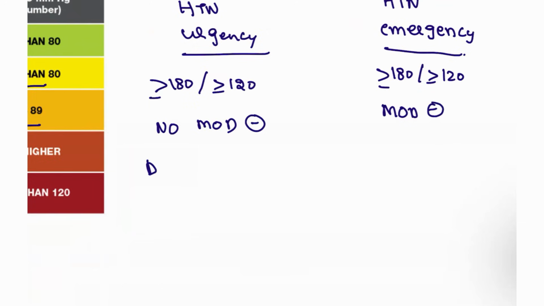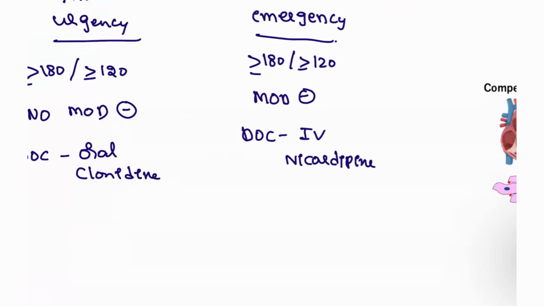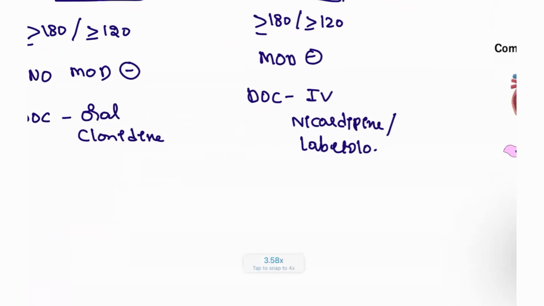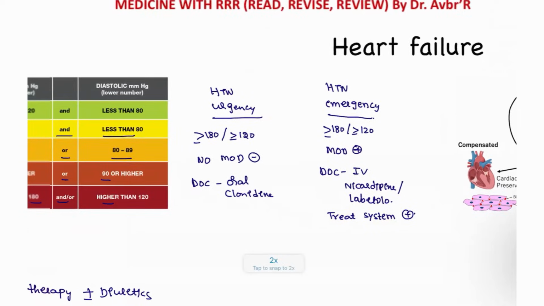So the drug of choice here is oral clonidine, which can be given. But here, the drug of choice for this patient is IV drugs only. Nicardipine can be given. Okay, nicardipine, or you can also go for labetalol. At the same time, you have to treat the other systems as well, immediately. So this is hypertensive urgency and hypertensive emergency.